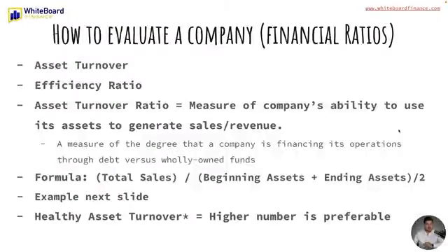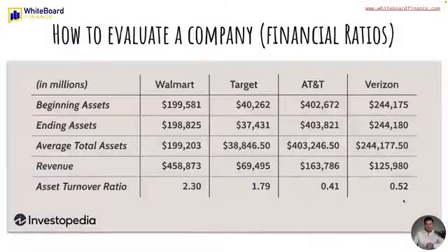So, sorry, we do have a couple more ratios. We do have the asset turnover ratio. This is an efficiency ratio. So asset turnover ratio, this shows you the measure of a company's ability to use its assets to generate sales or revenue. So the formula for this is total sales divided by beginning assets plus ending assets divided by 2. So again, we're going to show you an example on the next slide here. So healthy asset turnover is considered, a higher number is more preferable. But again, it's all company specific, industry specific.